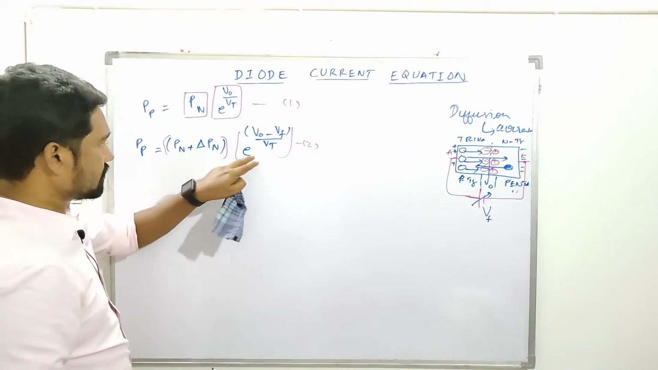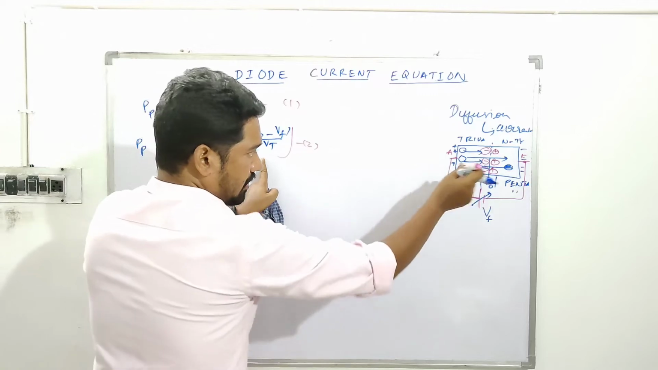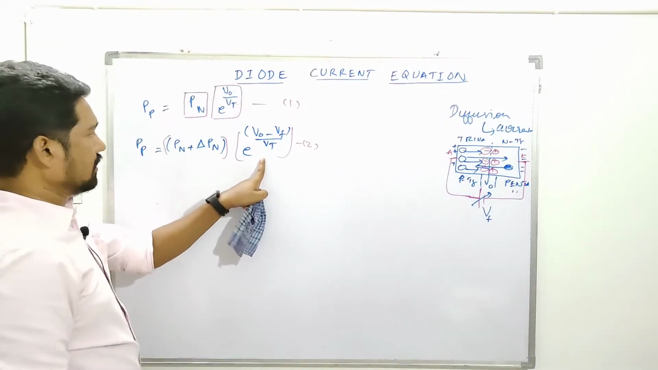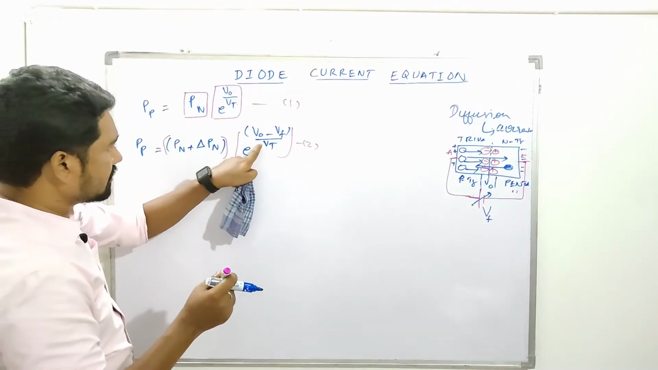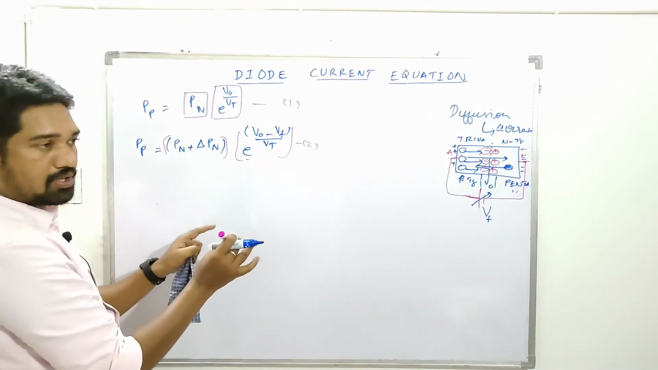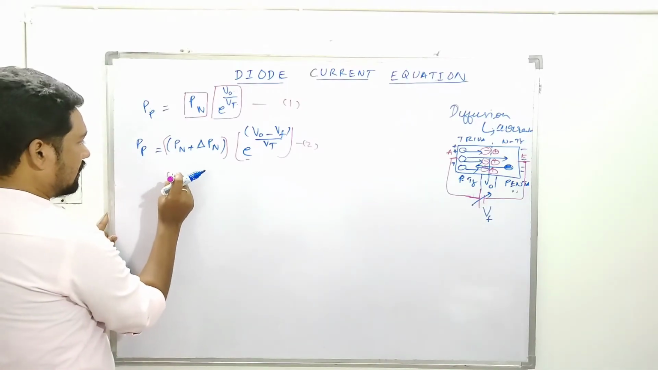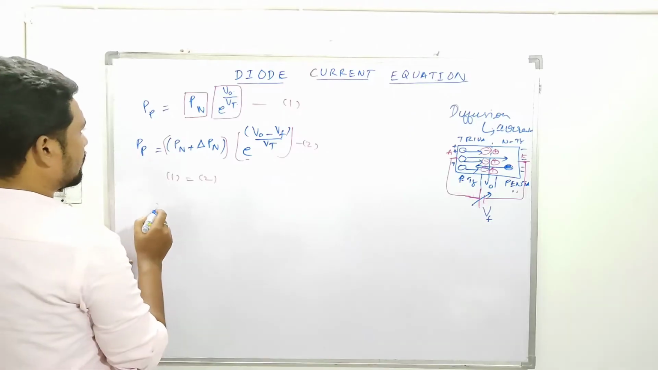Even this is constant, even with this discussion. Forward voltage is given and charge carriers are moving on either side, even this is constant. Why? Because this factor is increasing and this factor is decreasing. So they track each other and the product will remain constant, and so we can say that equation 1 equals equation 2.